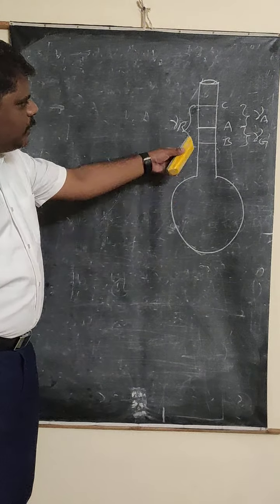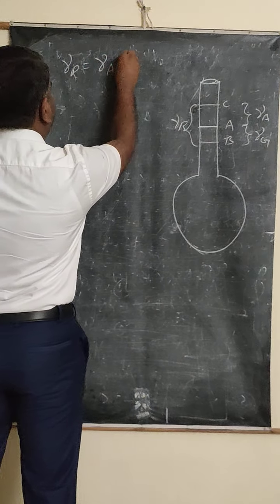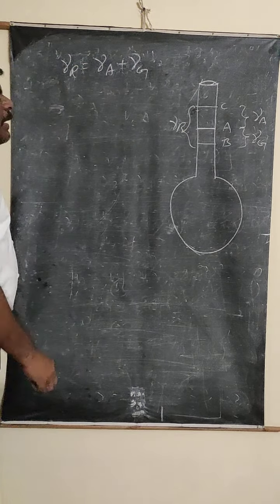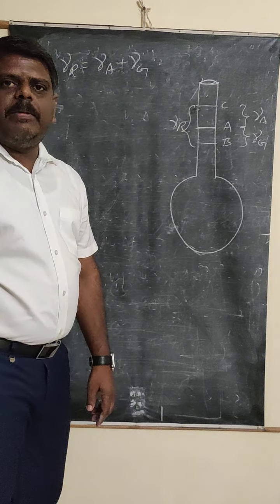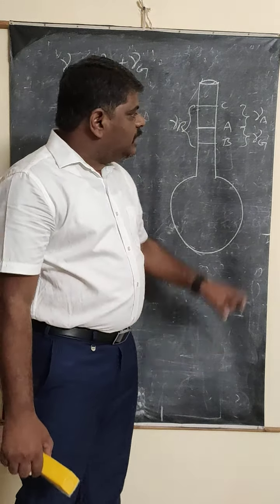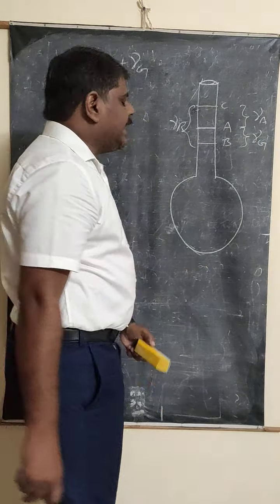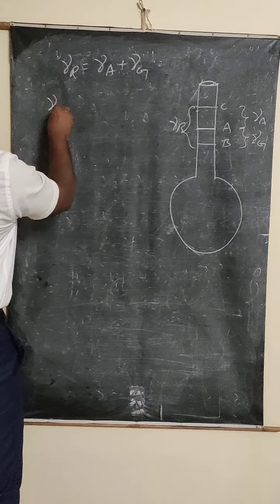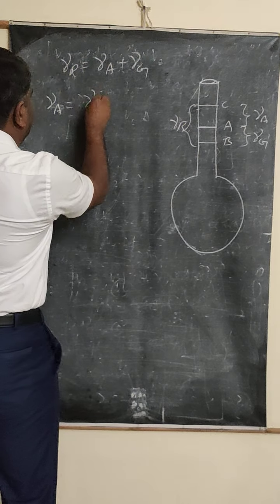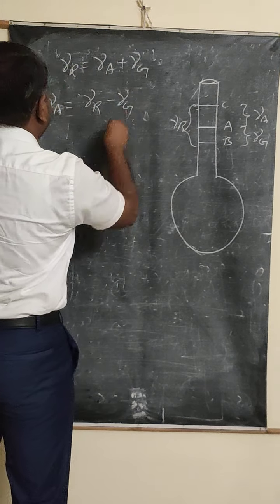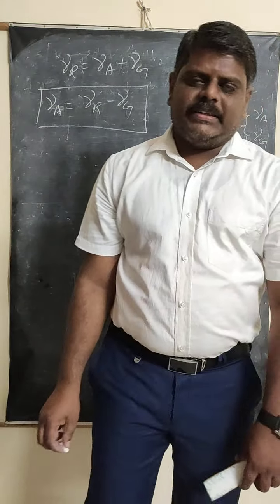Let us write down the relation here. From this diagram, what relation can you write? Gamma R is equal to gamma A plus gamma G. This is the relation we are going to take. And what does apparent expansion mean? Whatever expansion we are observing, that is the apparent expansion. From this equation, write down the apparent expansion. Gamma A is equal to, gamma G coming to the left side becomes minus, gamma R minus gamma G. This is the relation you need to remember to find out the different conditions.